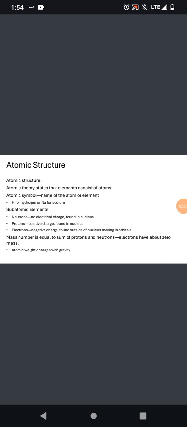Neutrons have no electrical charge and are found in the nucleus. Protons are positive charges found in the nucleus. Electrons are negative charges found outside of the nucleus, moving in orbitals. Mass number is equal to the sum of protons and neutrons. Electrons have about 0 mass. Atomic weight changes with gravity.